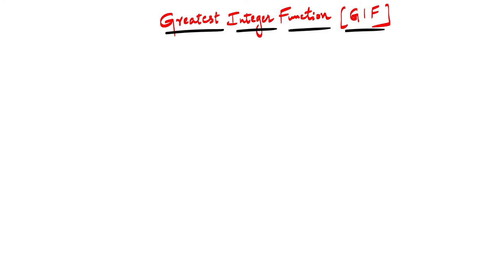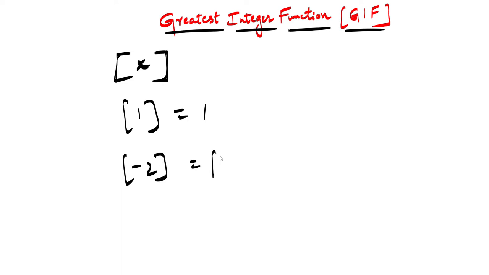So what is a greatest integer function? We always represent the greatest integer function between these brackets, like this. For instance, what is the GIF of 1? It is 1. What is the GIF of minus 2? It is minus 2 itself. Then how about the GIF of 1.5? The GIF is 1.